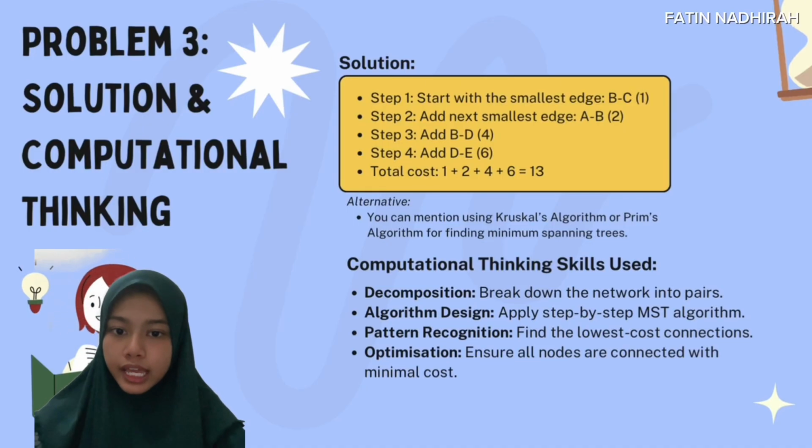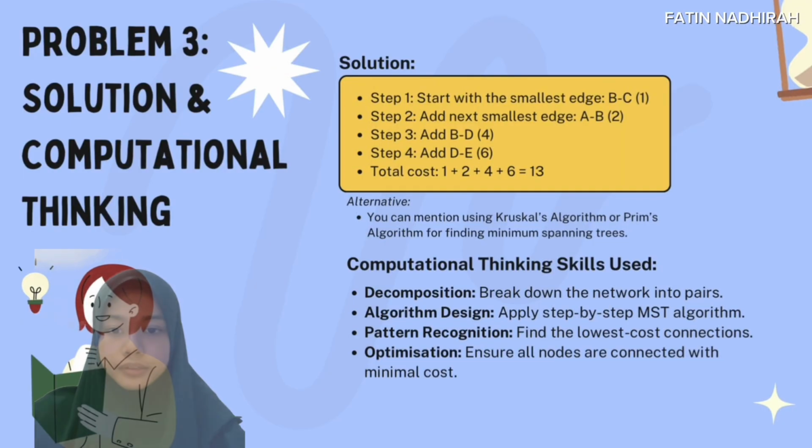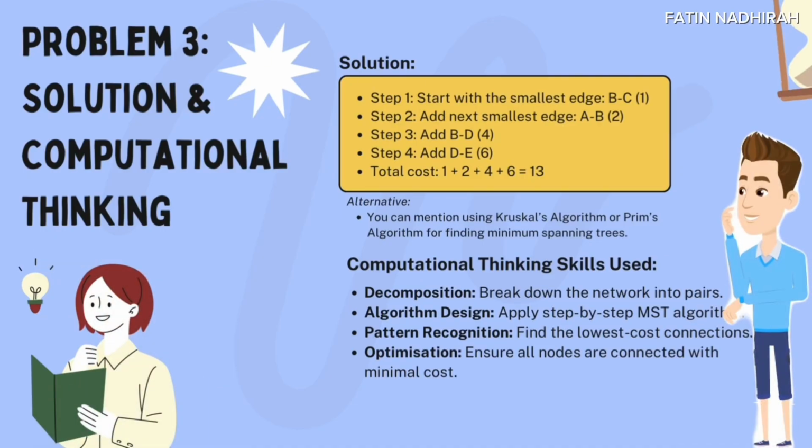Step 3. Add B to D with a cost of 4. Now, we have 4 computers connected, which are A, B, C, and D. Finally, we connect D to E with a cost of 6. That connects all 5 computers with no cycles. Let's add this up. 1 plus 2 plus 4 plus 6 equals 13. That is the minimum total cost to connect the network.